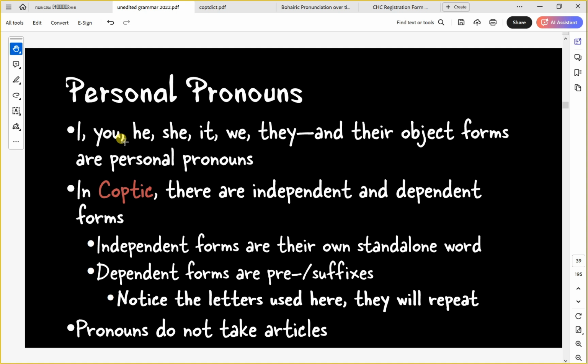Pronouns do not take articles. Okay, pronouns do not take articles. And when I say pronouns here, I mean personal pronouns. So we learned articles last time. We put those on nouns, not pronouns. So like in English, you can't say the he, or the it, or the I, meaning me. So same thing in Coptic.